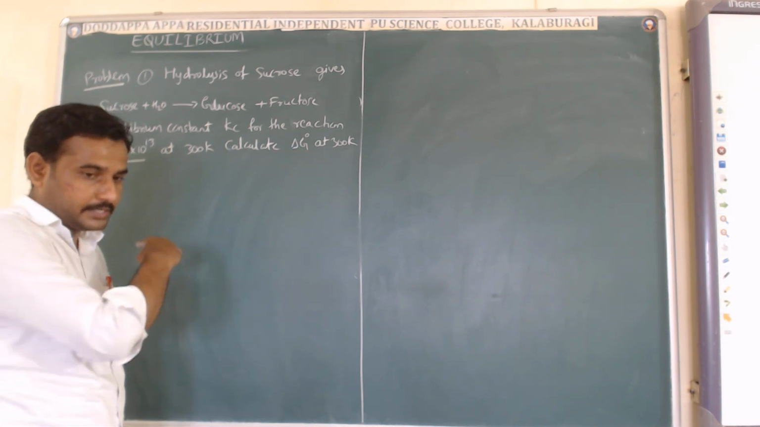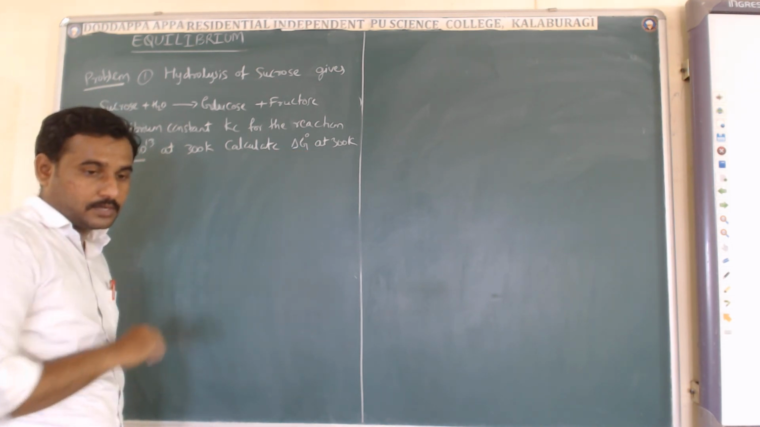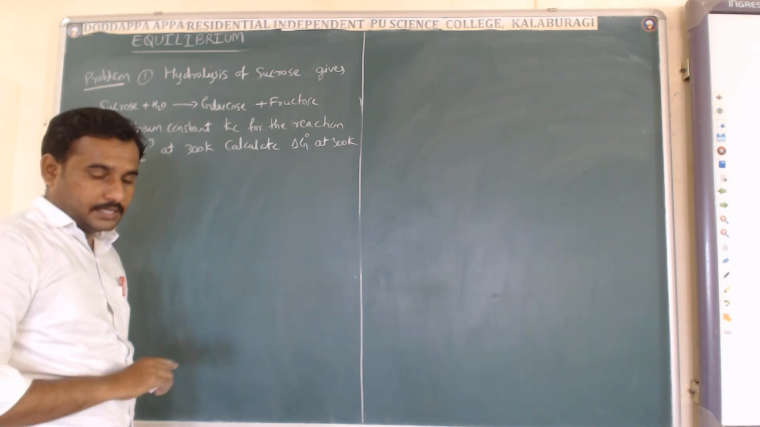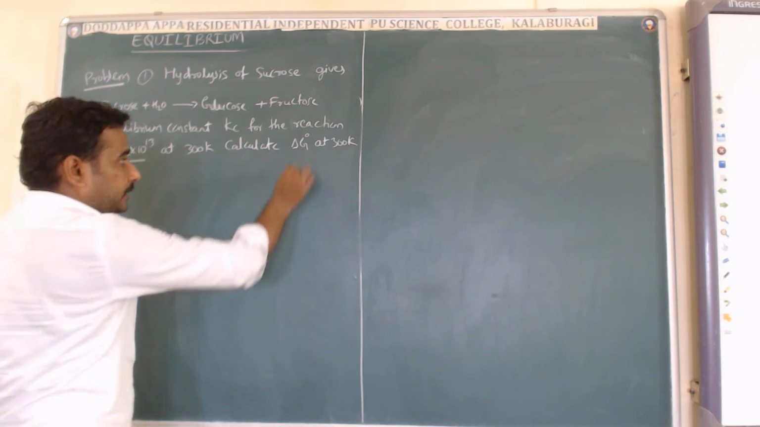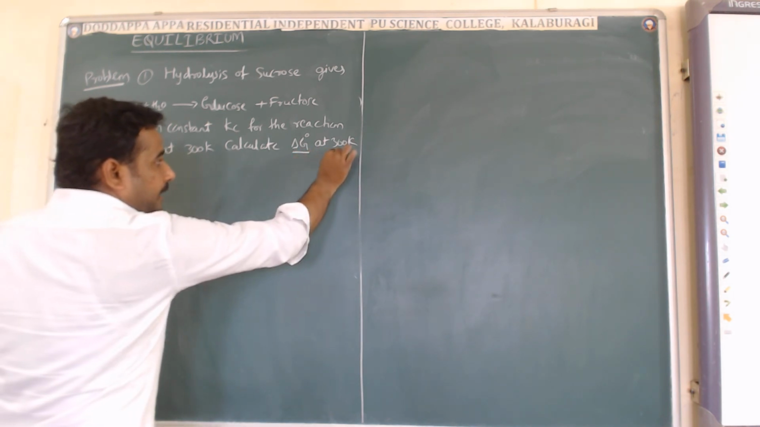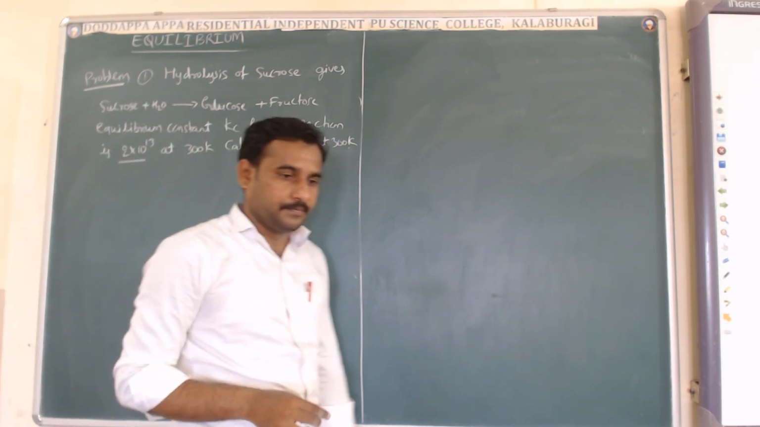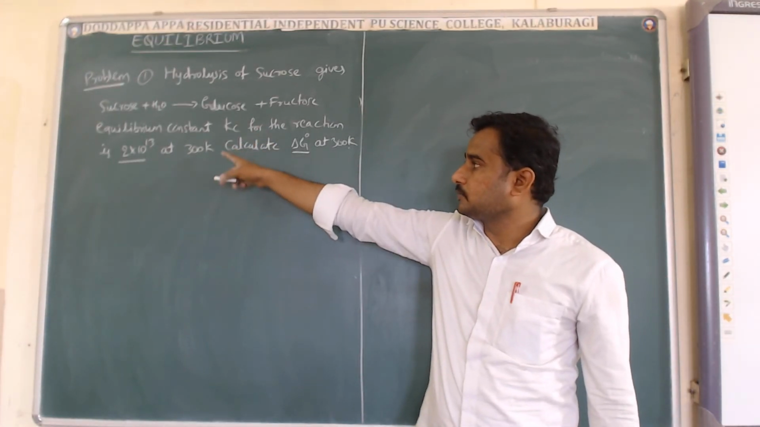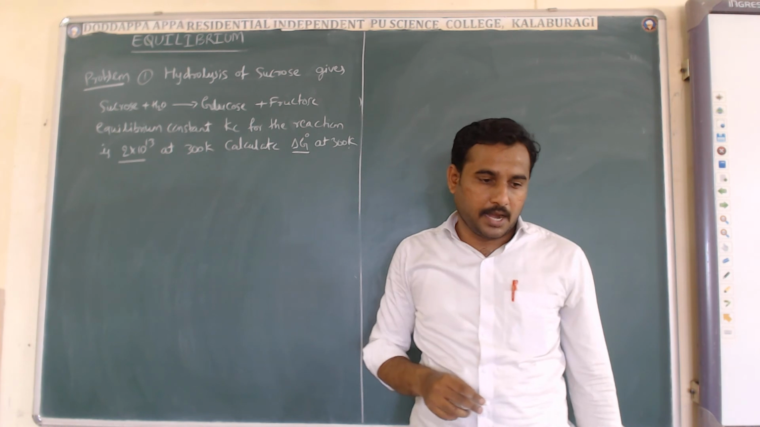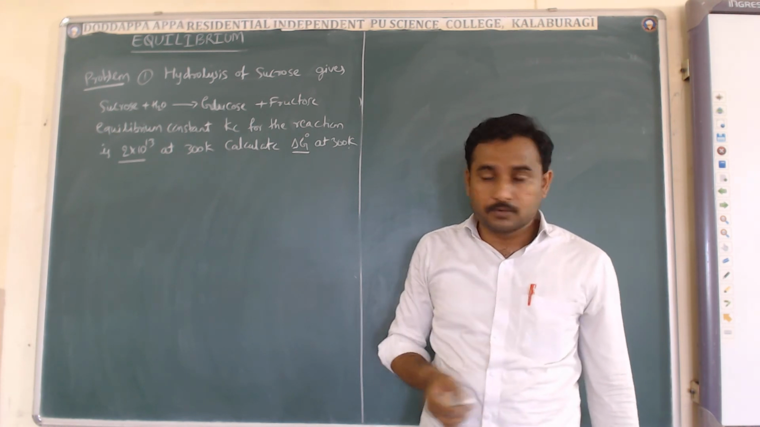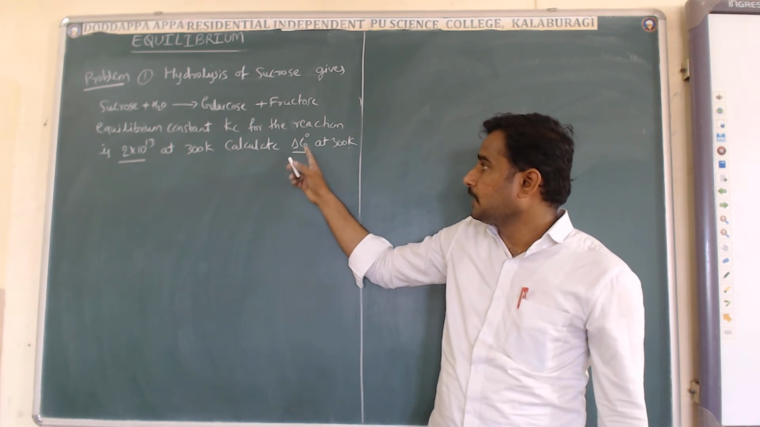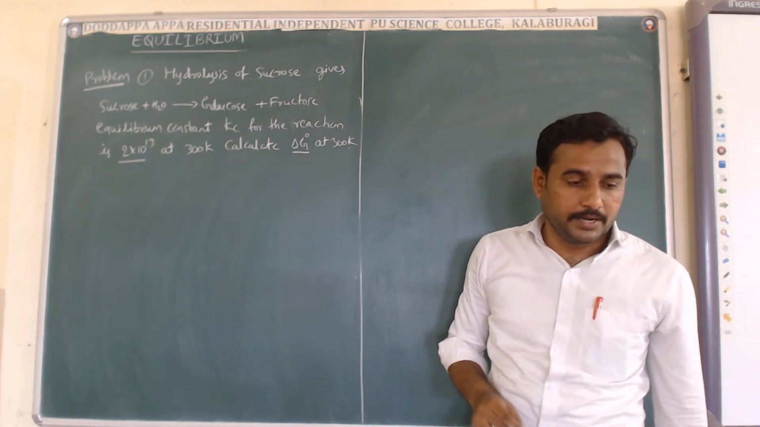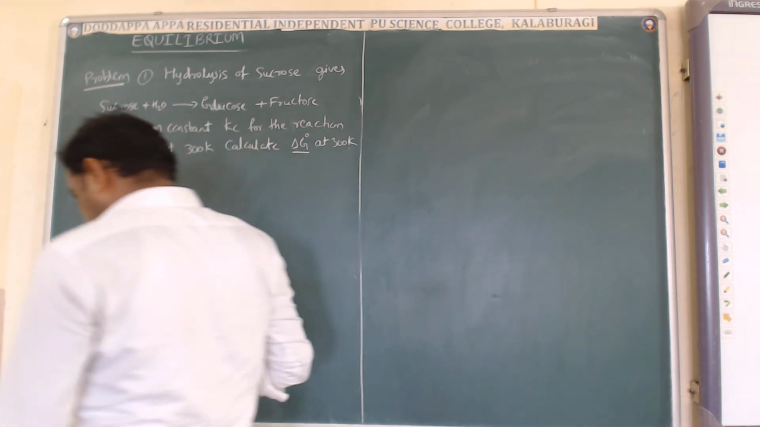Delta G naught, as I have written in this class, is the standard free energy. Delta G is the Gibbs free energy. They are telling you to find the delta G naught, the standard Gibbs energy, at 300 Kelvin. In the question, they have given the Kc and also the temperature. Then next we have to use the formula.